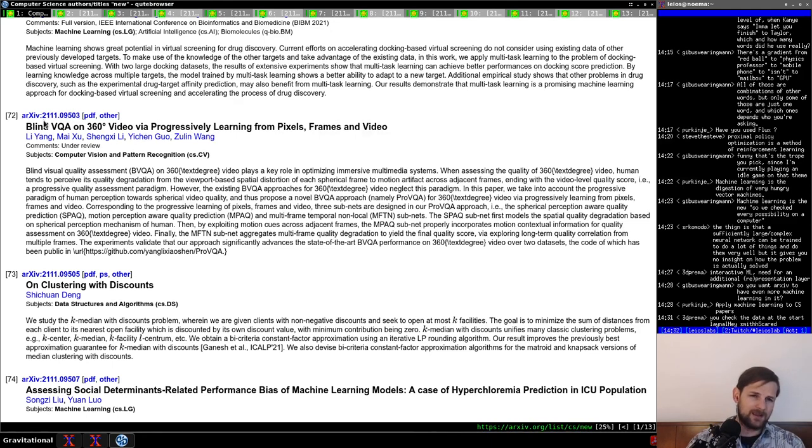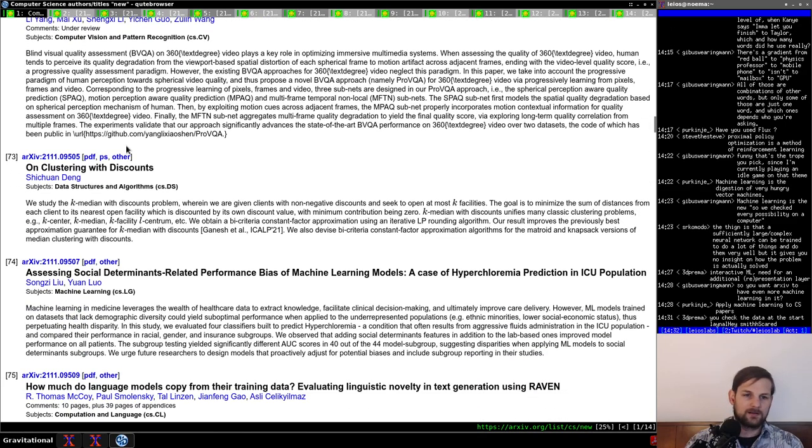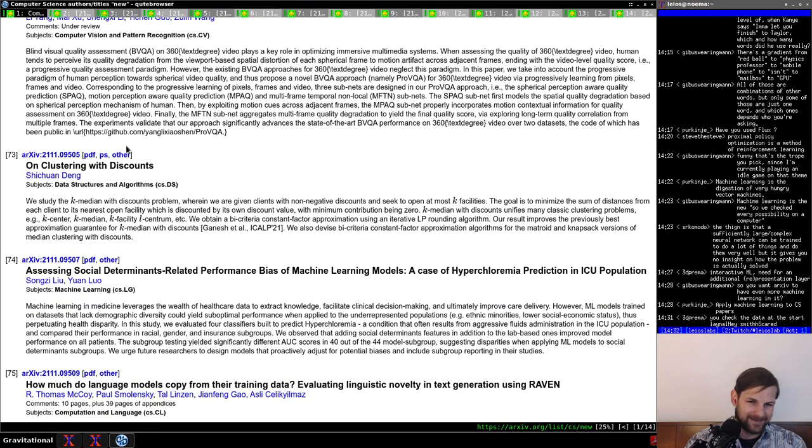Maybe. I mean, look, as much as I don't like using machine learning, pattern recognition, this kind of stuff, that could actually be quite useful for the photomosaic stuff that we're doing right now. On clustering with discounts. Okay. What does that mean? You just go to your local Walmart and you're like, oh yeah, I'd like a clustering, and here's my coupon to go with that cluster.